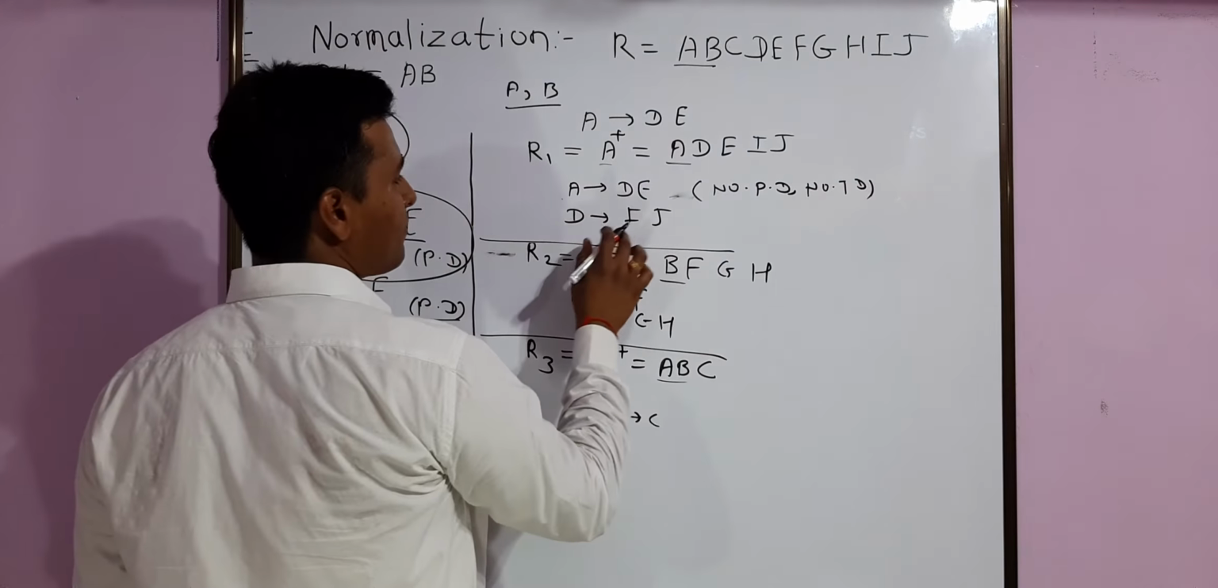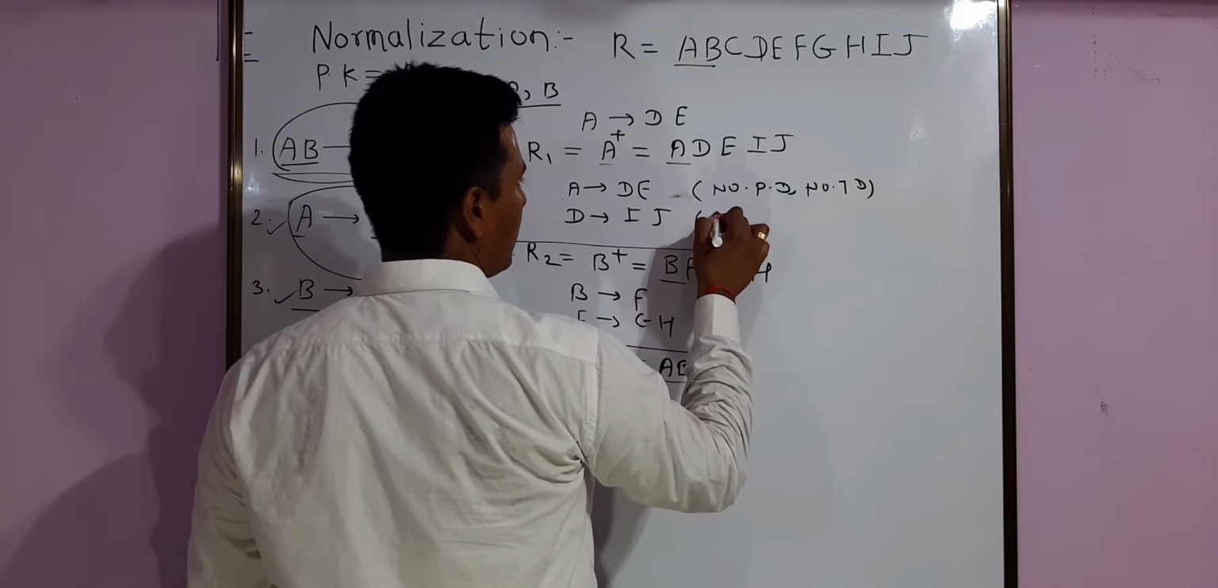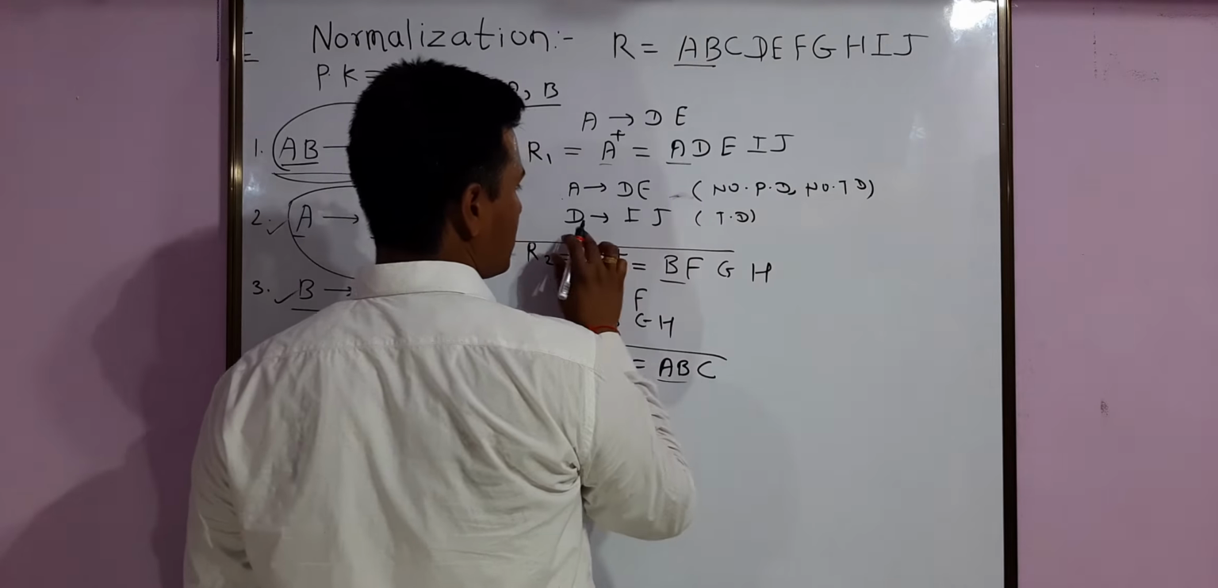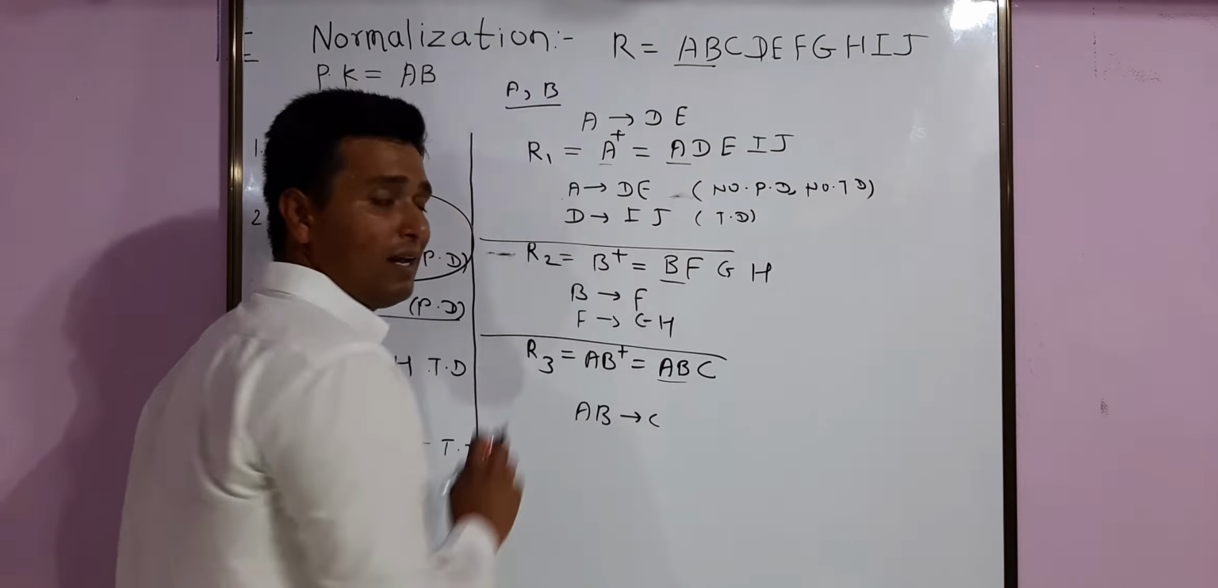Here you can get D determines IJ. What can you get here? Transitive dependency, because the relationship is a non-key attribute determining a non-key attribute.